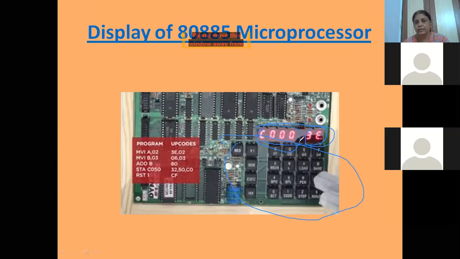Only 16 keys are there: 0, 1, 2, 3, 4, 5, 6, 7, 8, 9, A, B, C, D, E and F. These 16 keys are there in hexadecimal. इसी से आपको अपना प्रोग्राम एंटर करना है और एग्जीक्यूट करना है. प्रोग्राम you will write in the form of mnemonics.